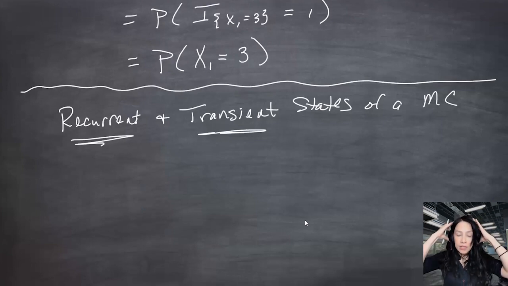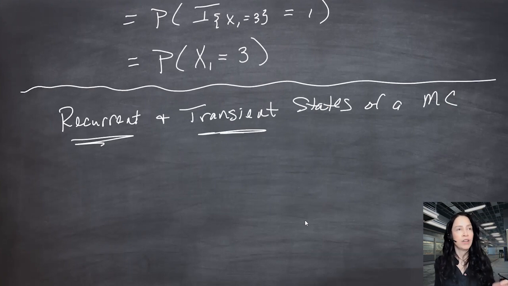And we wanted to talk about, well, actually, I'm not sure if I even got to phrase the question yet. So what we want to talk about is if you start at some state I and it is recurrent, how many times do you expect to return to I as the chain runs forever? You probably expect it to be an infinite number of times.